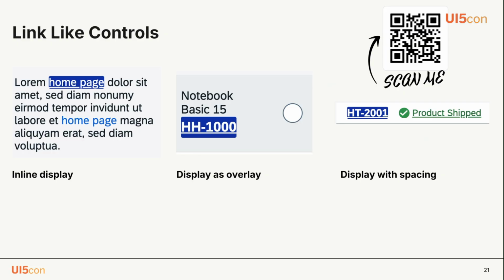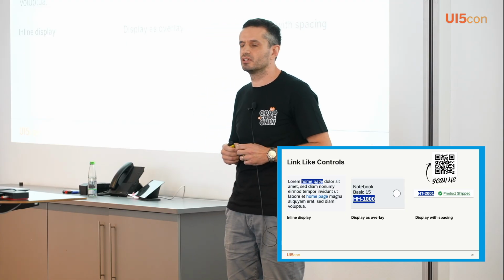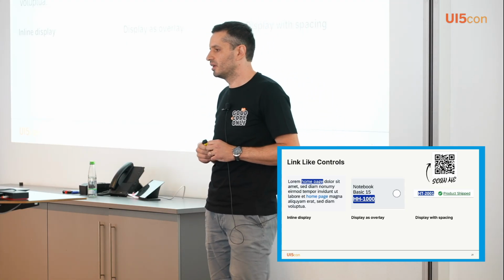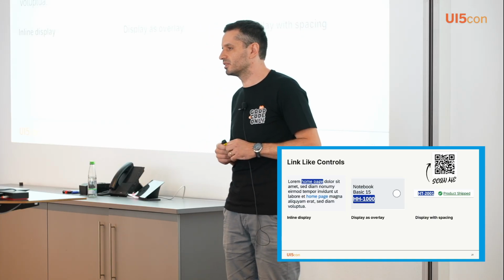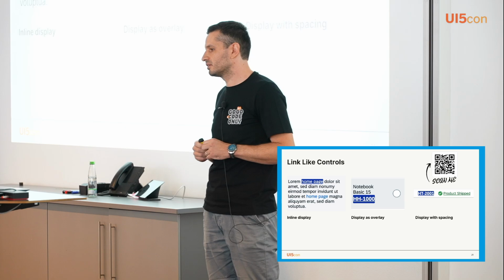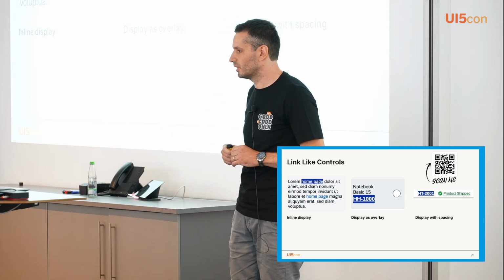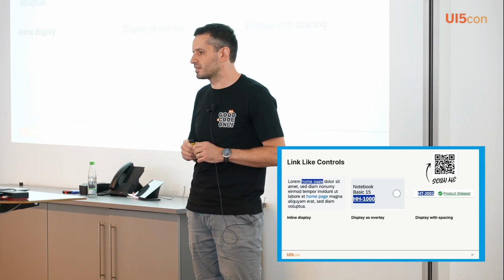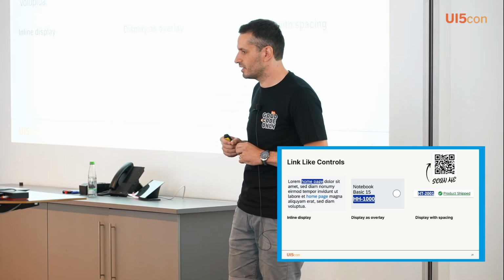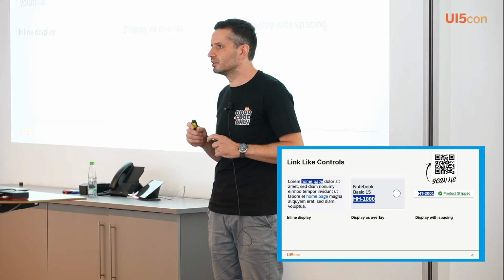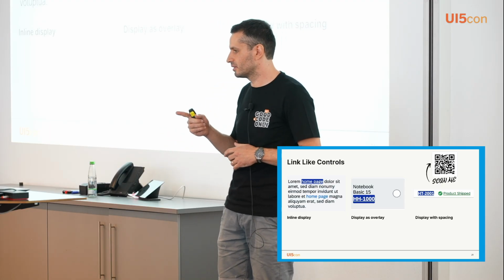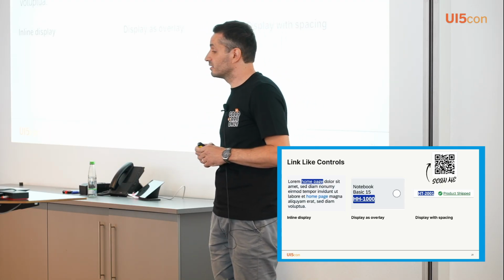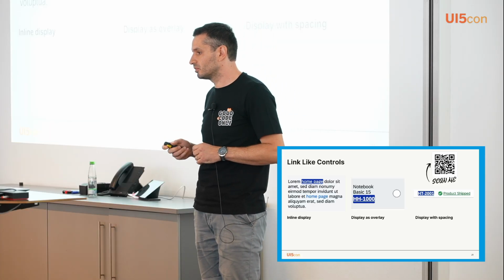When it comes to link-like controls, there are three possible use cases. One of them is when the link is used within a text, in which case the height of the clickable area is defined by the line height of the text itself, and applications don't have to do anything. Then there is another use case when the link-like control is placed inside an active element. For example, in this case, it's placed inside a list item that is also selectable.